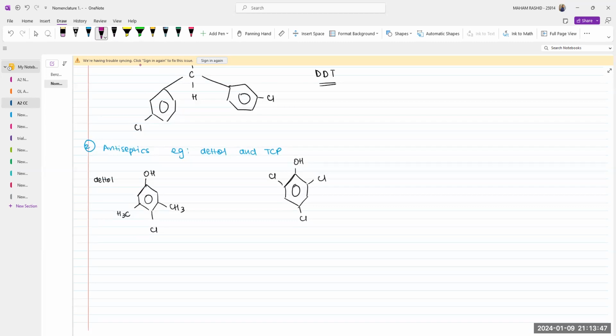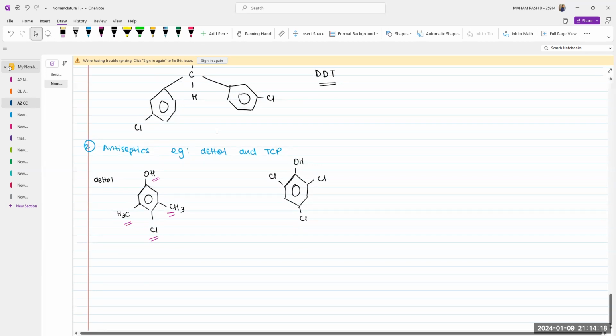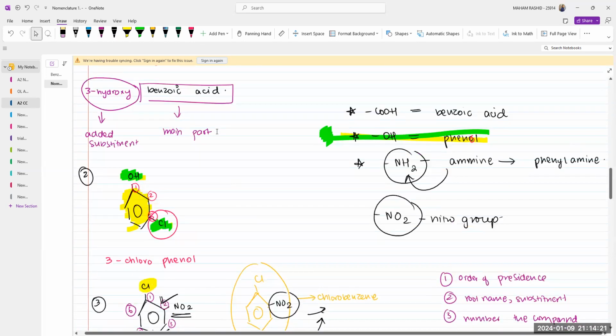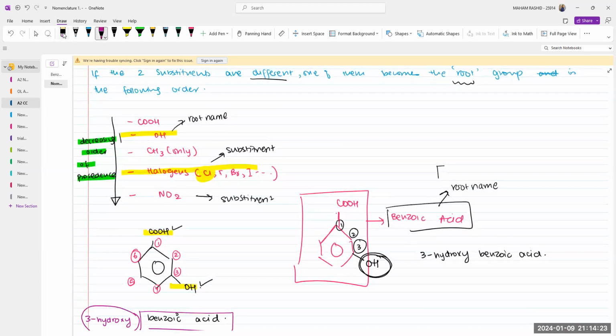How will I name this compound? Look, first we're going to see if benzene here will be a substituent or it's going to be a root name, right? So will it be a substituent or not? Does it satisfy any of the four conditions above? No, right? Because it has a methyl group, which is one carbon, another methyl group, one carbon, and chlorine and the hydroxyl group.